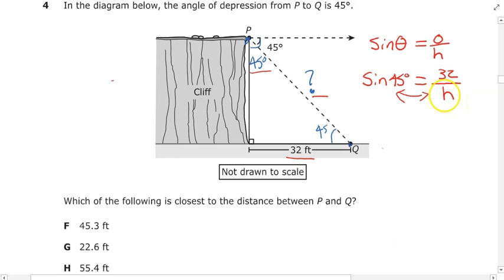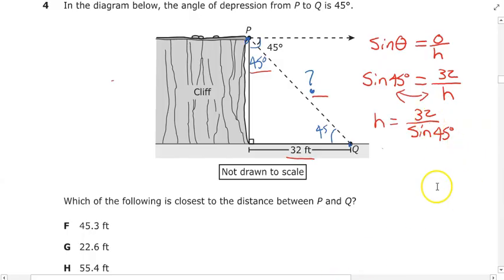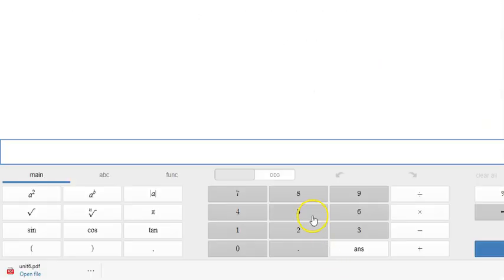That actually involves multiplying both sides by h, so the h cancels out, but it does end up on the other side multiplying by h, and then dividing both sides by sine of 45, so it ends up in the denominator. So we get h equals 32 over sine of 45 degrees. So let's plug that in a calculator and see what we get. So 32 over sine of 45.